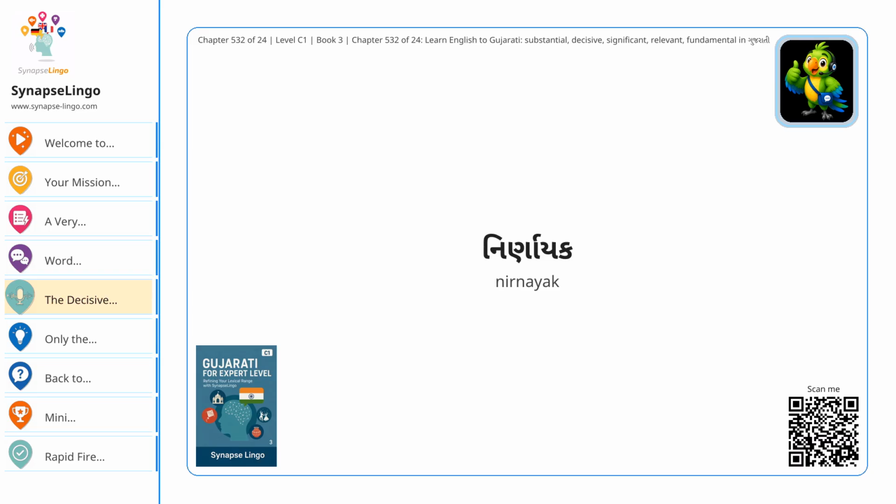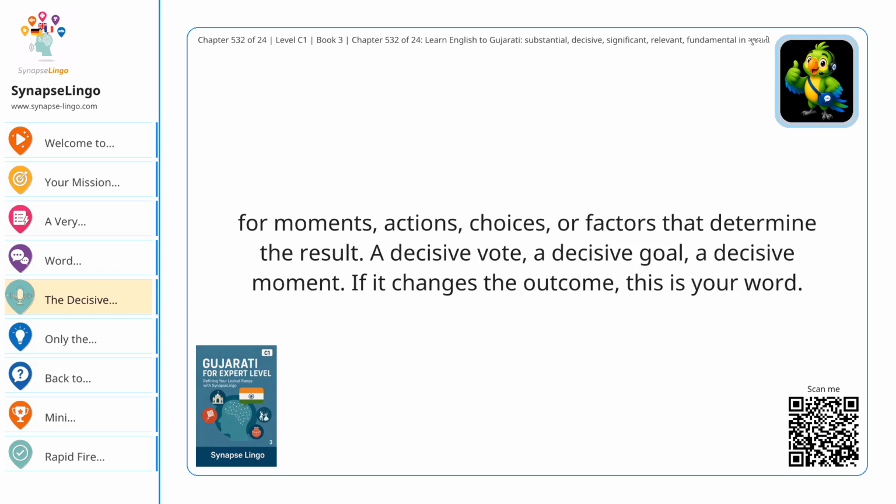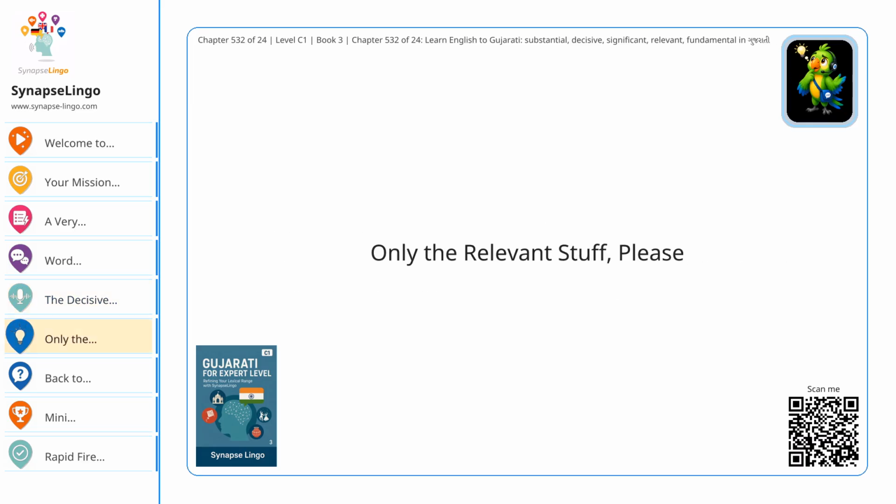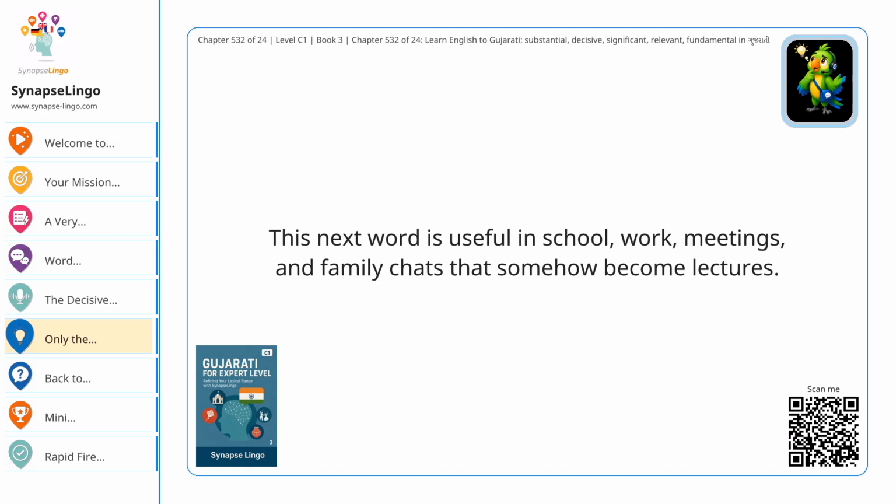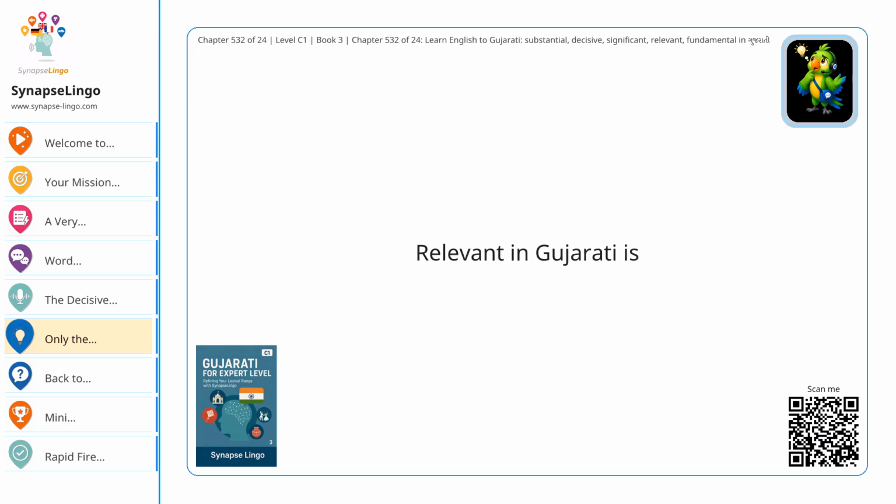Use Nirnayak for moments, actions, choices, or factors that determine the result. A decisive vote, a decisive goal, a decisive moment. If it changes the outcome, this is your word. Only the relevant stuff, please. This next word is useful in school, work, meetings, and family chats that somehow become lectures. Relevant in Gujarati is Sambandhit.